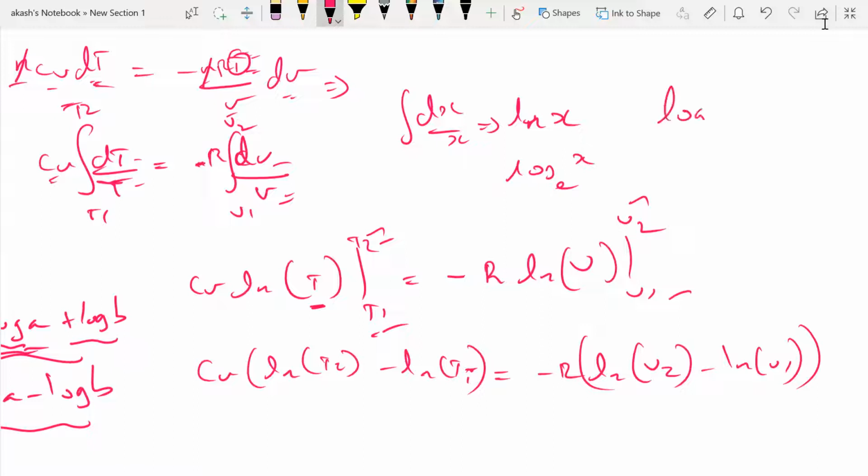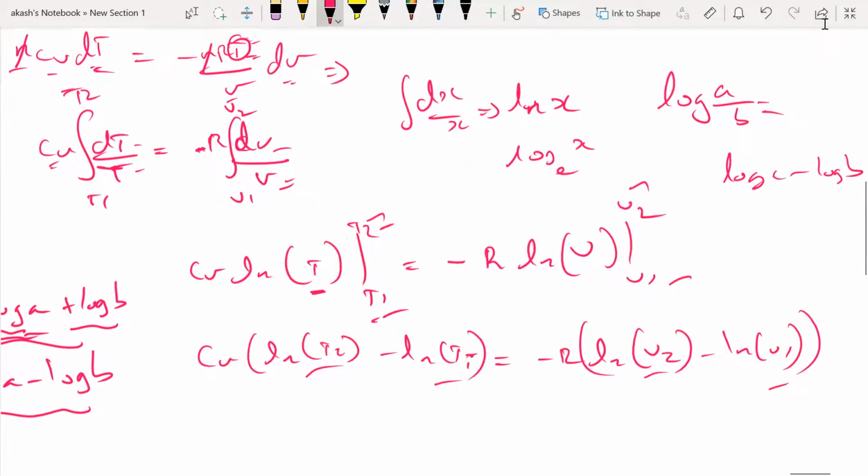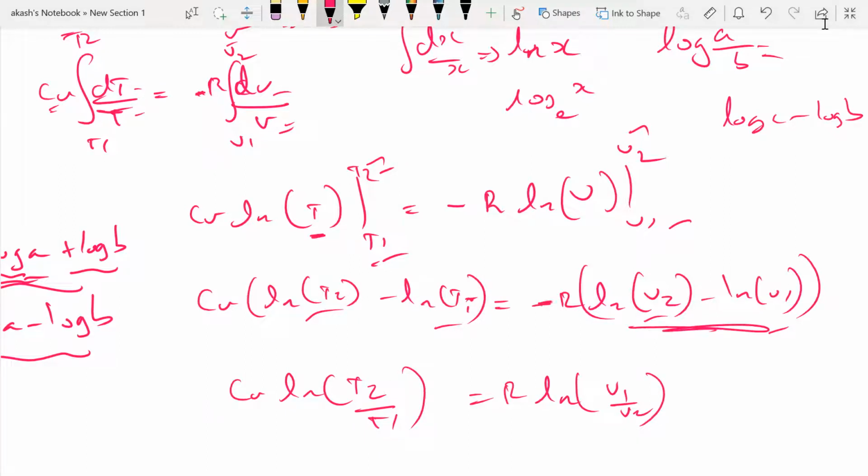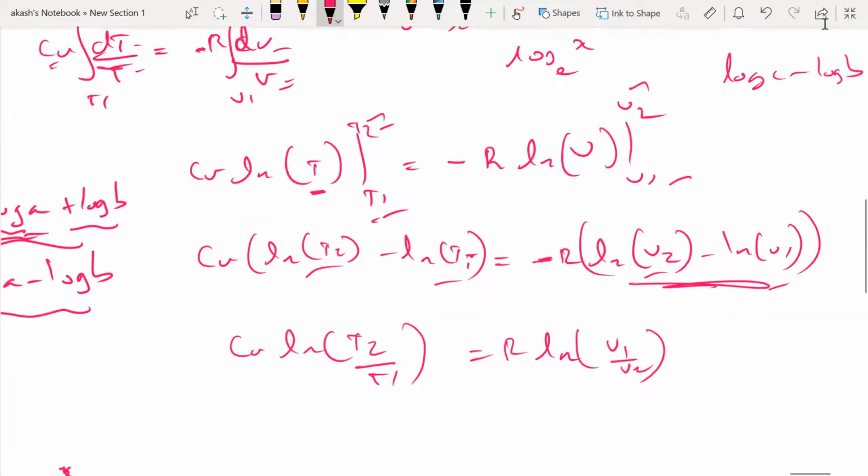I already gave you one relationship: log of A by B can be written as log A minus log B. Now that we have log A minus log B, I can convert them into terms of division. So we can write Cv into ln of T2 by T1. And there's a negative sign inside. If I multiply the negative sign, it becomes ln V1 minus ln V2. So you will get R ln of V1 by V2. Here it is T2 by T1, and here it is V1 by V2 because I have a negative sign inside. We multiply it inside. That's what we have.